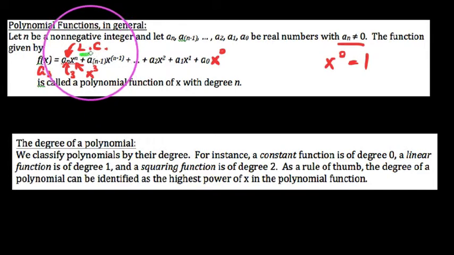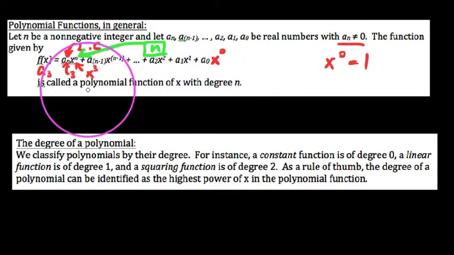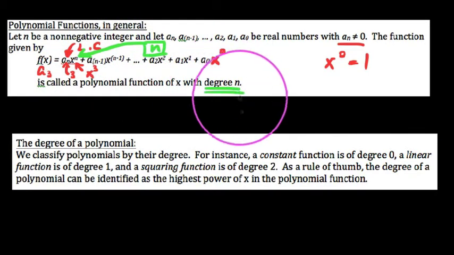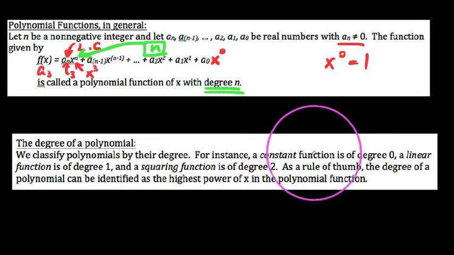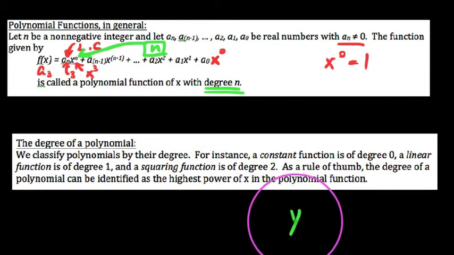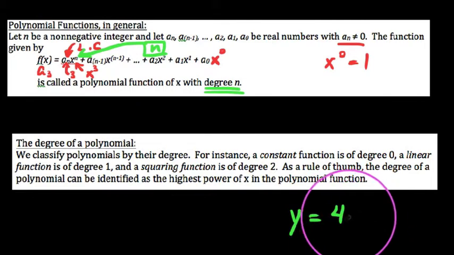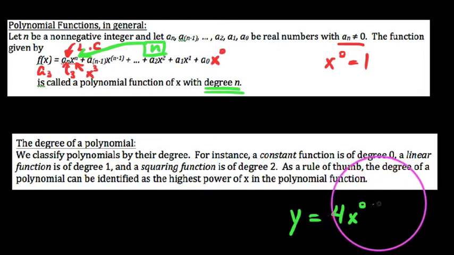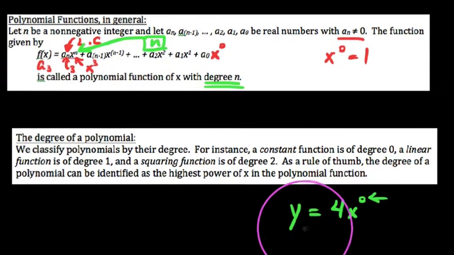The degree is always just the highest power of x. So we would define it as being n here. And you notice that's in the definition. We say it's a polynomial function of x with degree n. But we say, for instance, a constant function is of degree 0. That is, we say y equals 4. This would be degree 0, and the reason why is because I could write this as y equals 4x to the 0, where this was the biggest power.